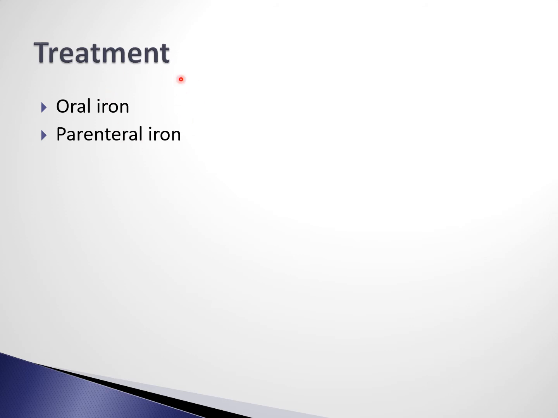So whenever a patient is diagnosed with iron deficiency anemia, you have two options in the treatment. One is oral iron therapy and the second is parenteral iron therapy. Okay, so the severity of symptoms, the hemoglobin content of the patient, the tolerability and the compliance of the patient, all these factors will help in deciding the treatment in these patients.